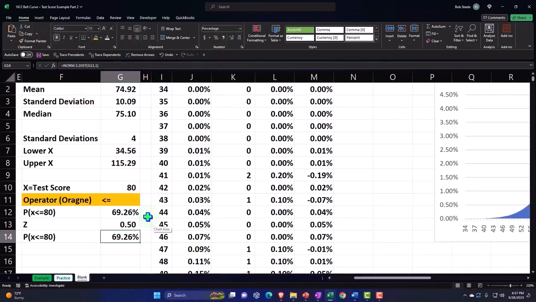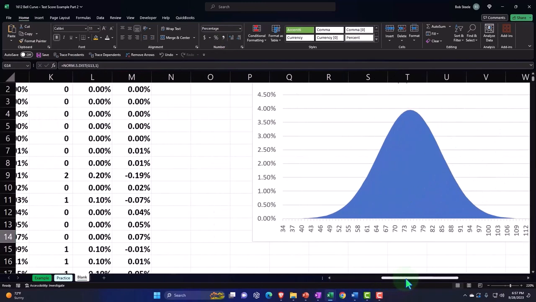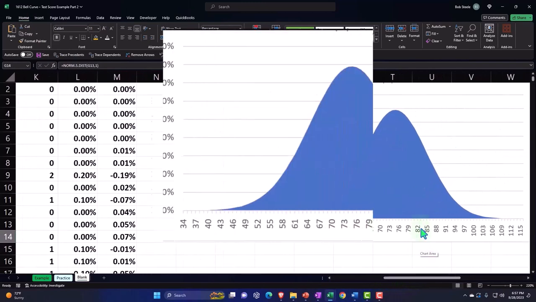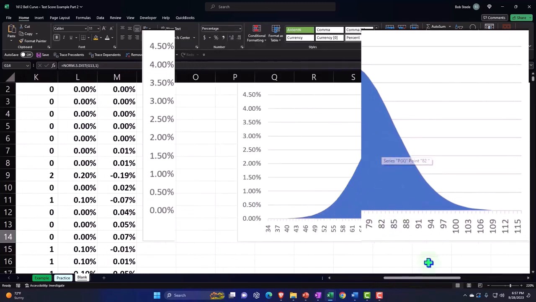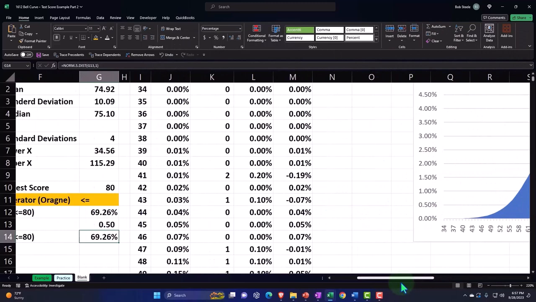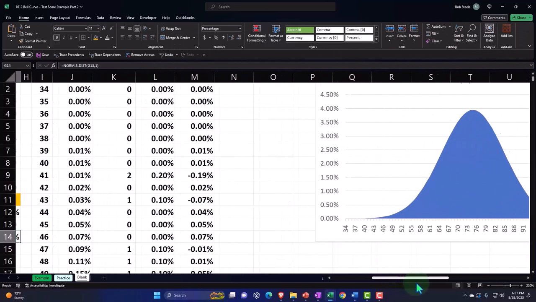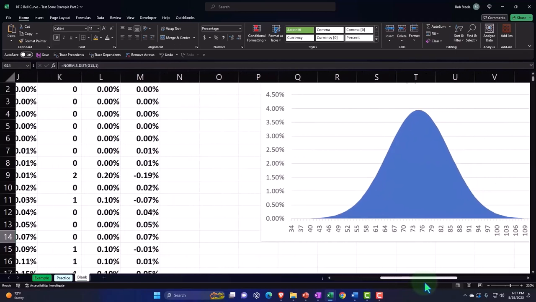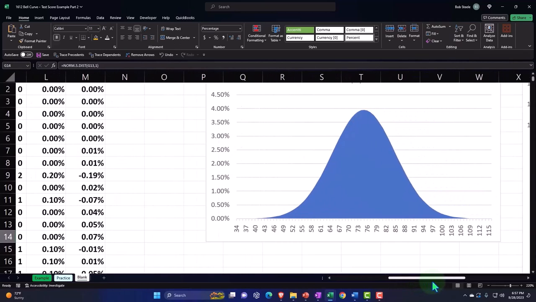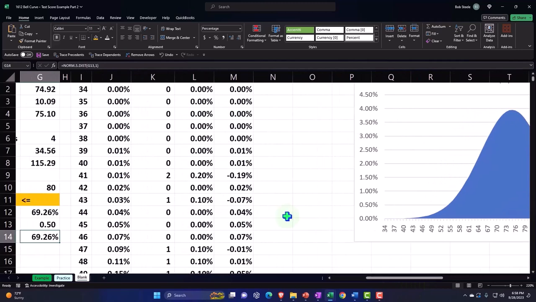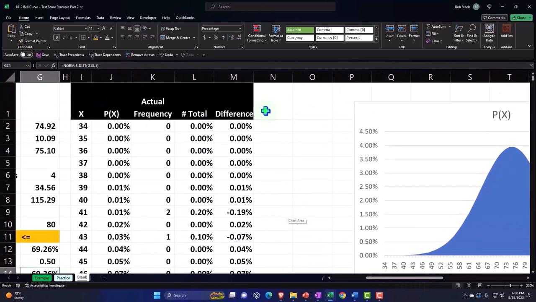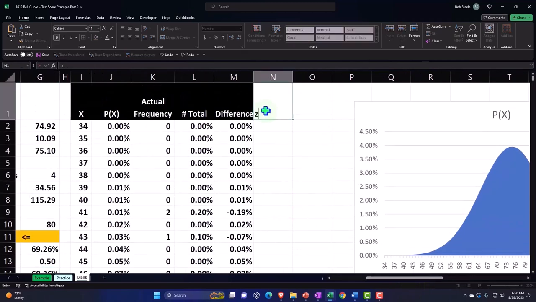Now, how can we graph this on the graph? If I look at the graph, I'd like to see something populate this area over here. It shows me pictorially at that 80, so it shows up over here. To do that, I can also add the Z. Let's first add the Z in our list of data.